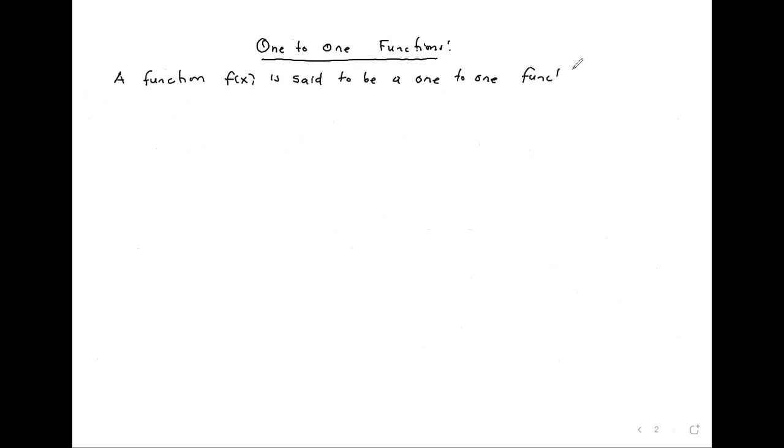One-to-one functions. A function f of x is said to be a one-to-one function if f of x is equal to f of y implies that x is equal to y. What does this mean?